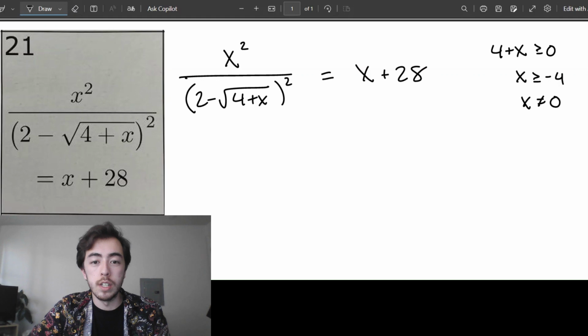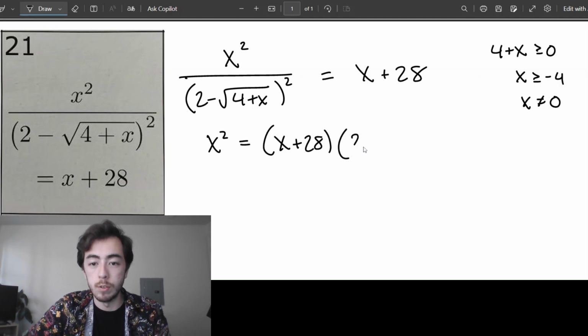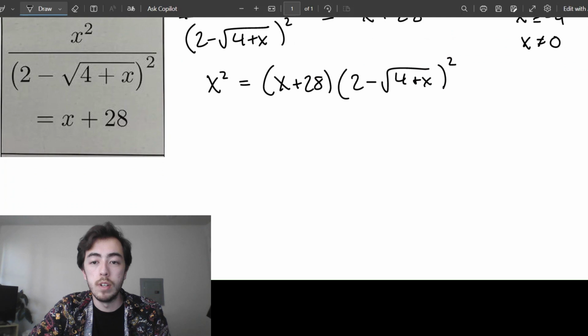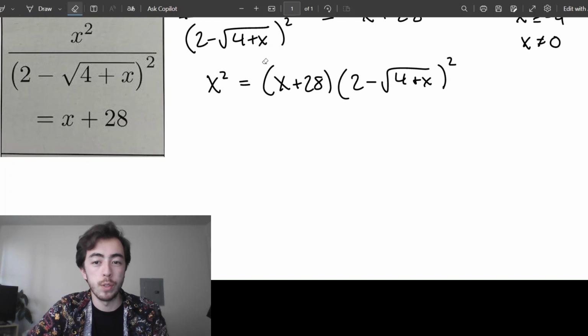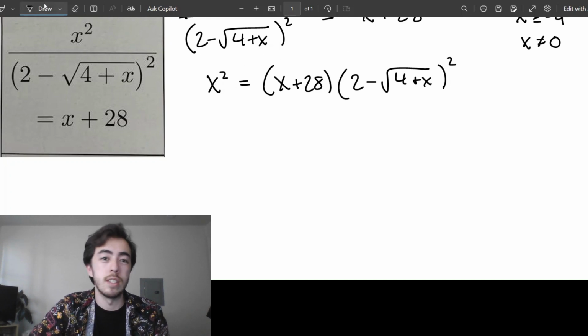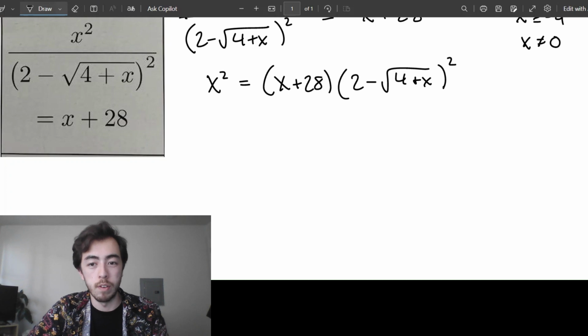All right, let's try solving it. My first inclination is to just get rid of that denominator. So I'm going to multiply both sides by the denominator, effectively just moving it to the other side of the equation, 2 minus root 4 plus x, and then squared. I have two thoughts for the next step. Maybe I'd want to square root both sides. It would be a little bit convenient because I get rid of some of these squareds, but I would just be producing more square root signs, and usually that's not the right thing to do when solving for x.